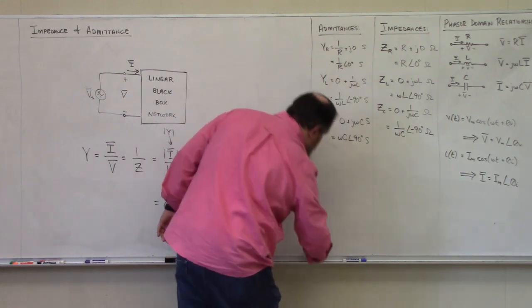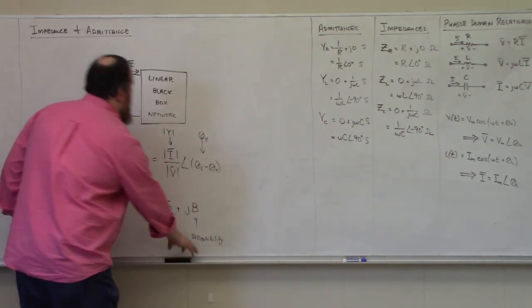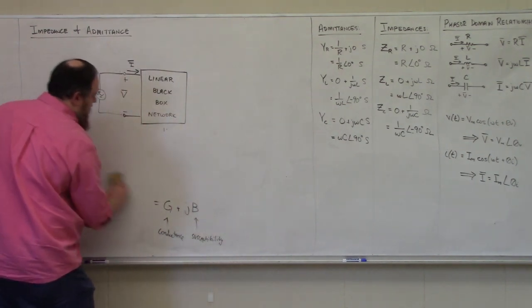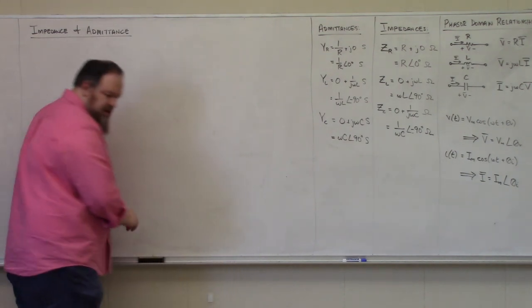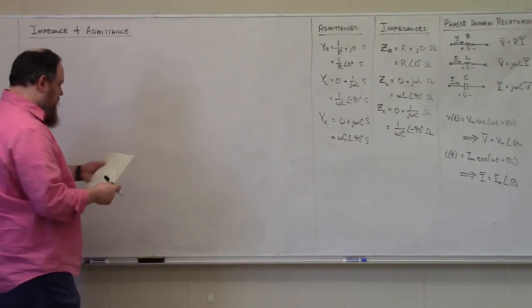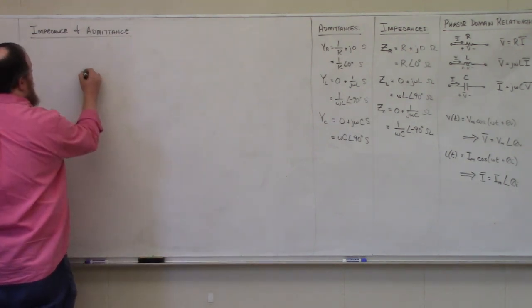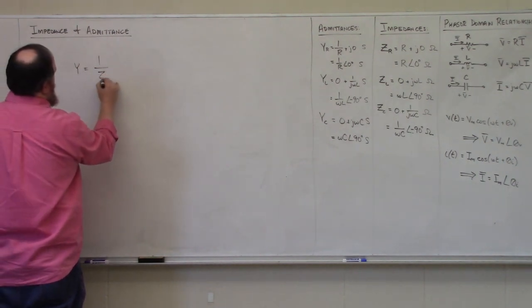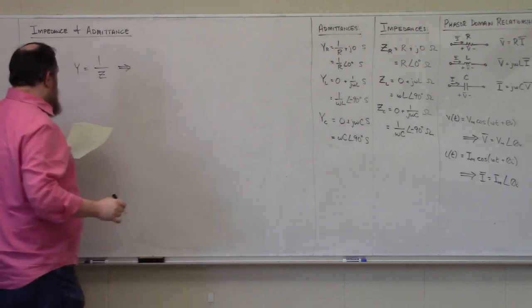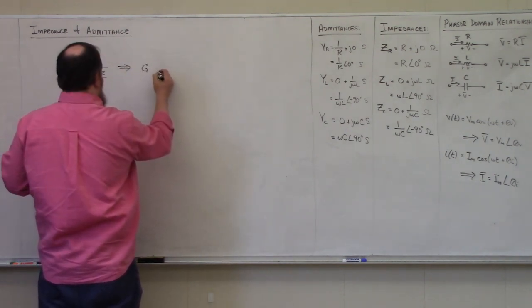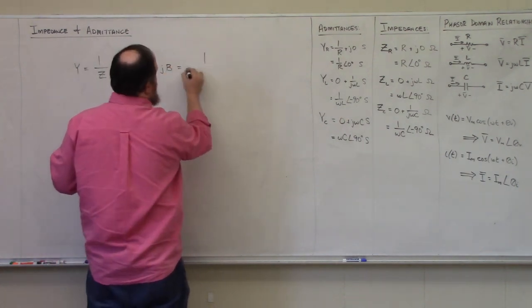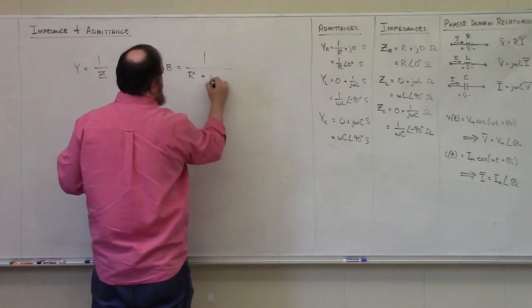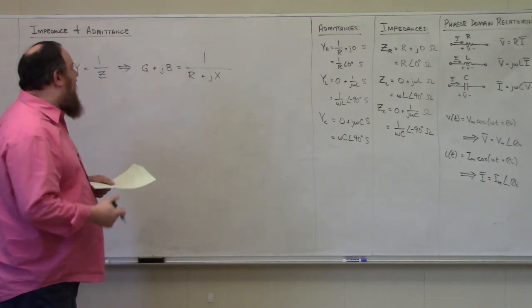Now, for a generic impedance and admittance, things maybe don't map out exactly how you would expect them to. What I mean by that is that our admittance Y is by definition 1 over the impedance, which implies that our conductance plus j times our susceptance is 1 divided by our resistance plus j times our reactance.